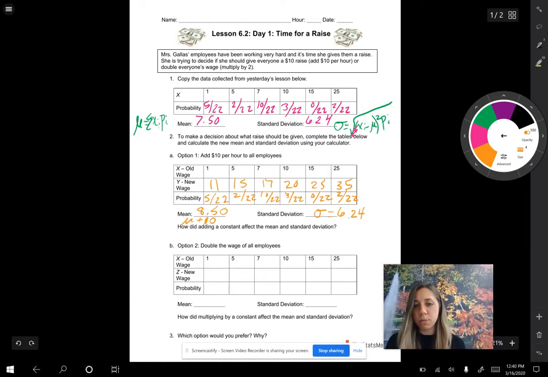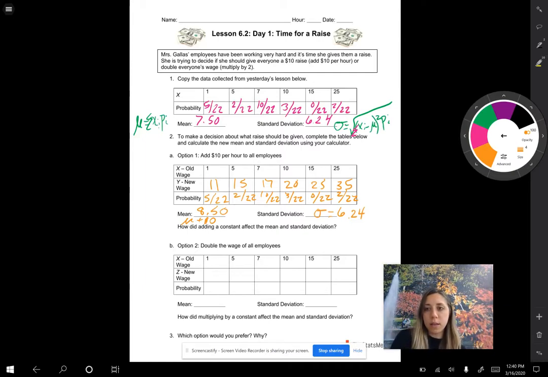Which makes sense because we've talked about in the past that if you add a value to every data value in your data set, you're essentially picking up that entire distribution and moving it over, in this case, up 10. So that would give you an increase in mean, but it wouldn't change your standard deviation at all.